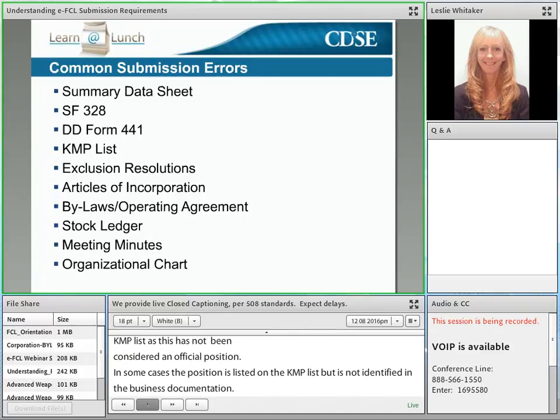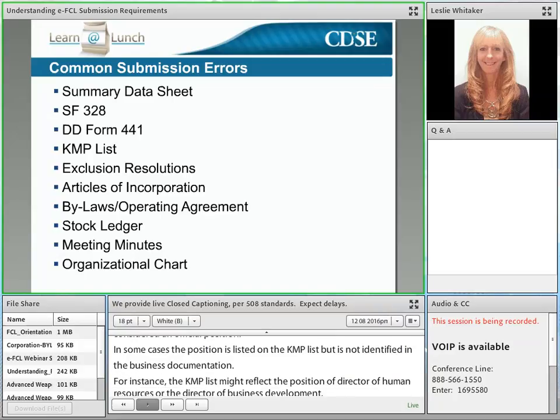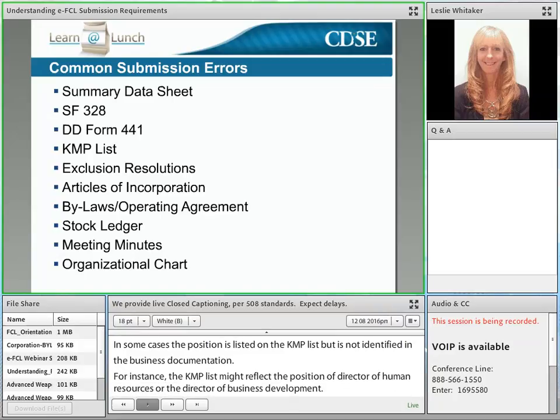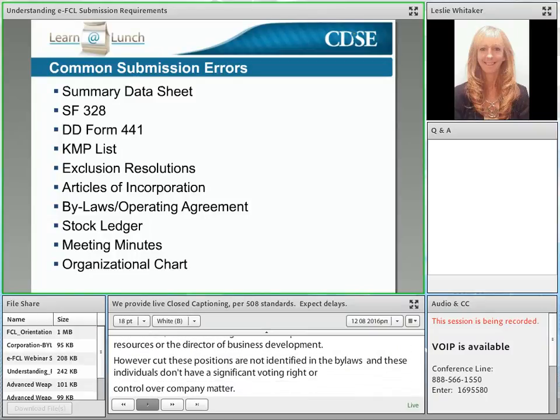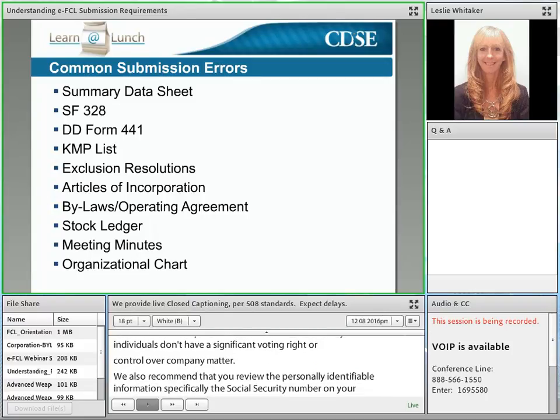We also recommend that you review the personally identifiable information, specifically the Social Security number, on your KMP list prior to submission. Clearance requests with incorrect Social Security numbers can significantly delay the facility clearance processing for new in-process facilities.